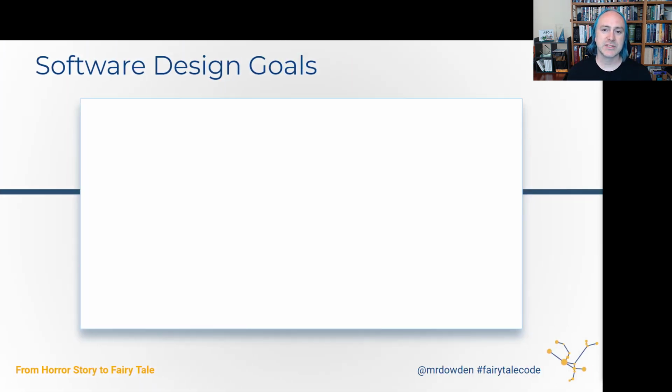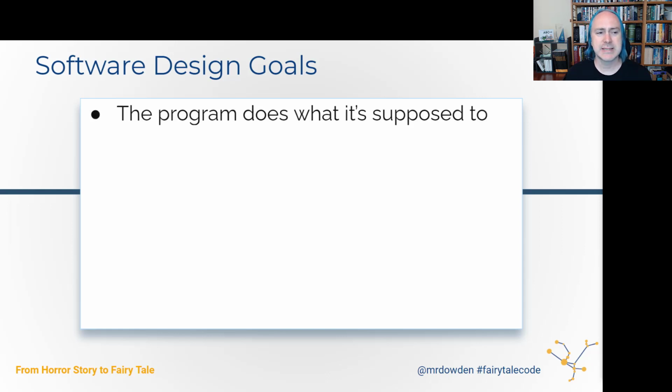When we're writing software, there are always software design goals that are maybe implied and not explicit. Some things that we need to do, but we don't always discuss that we need to do. Some examples of this are that the program does what it is supposed to do. That seems to be pretty straightforward, but it's not always something that we explicitly state as a software design goal.